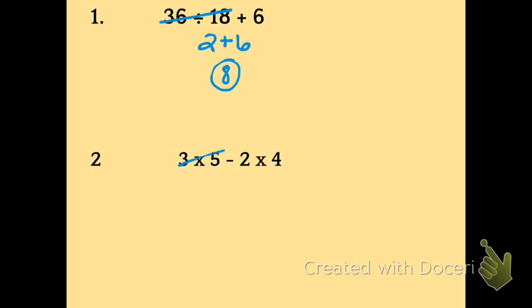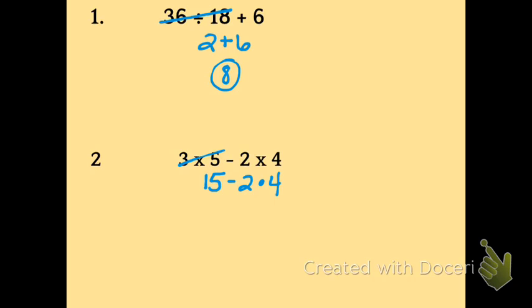3 times 5. 15. That's 15, and then recopy everything you didn't use. Minus 2 times 4. What are we going to do next? Good. We're not going to subtract first. We're going to multiply, right? Because order of operations says to do our multiplication and division first.